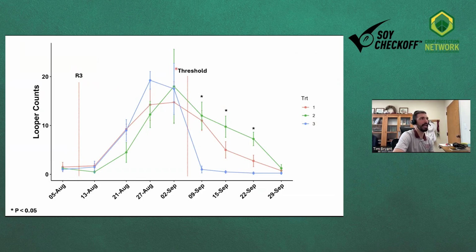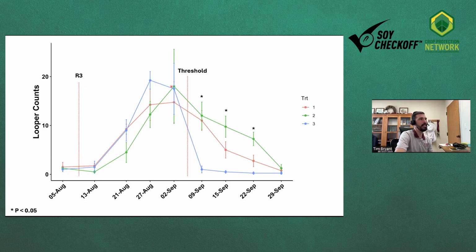And then we ended up spraying at our defoliation threshold around September 3rd, which was quite a bit later than our automatic application. And the thing to take away from this is that that R3 application went out long before soybean loopers even really showed up in that field. Pyrethroids are not products that have a lot of residual control. So this R3 application went out and the loopers started to show up, and they were initially knocked down a little bit in the subsequent weeks after making that automatic application.